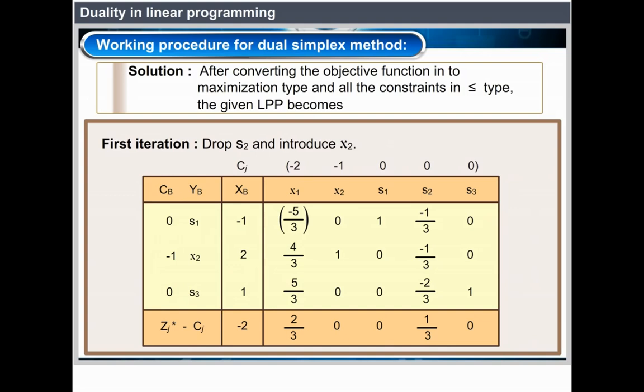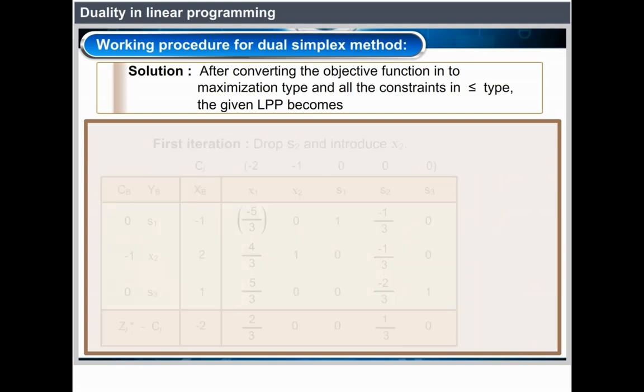Zj star minus Cj row: minus 2 for XB, 2 by 3 for x1, 0 for x2, 0 for s1, 1 by 3 for s2, 0 for s3. Then Cj is filled by the objective function: minus 2 for x1, minus 1 for x2, 0 for s1, 0 for s2, 0 for s3.